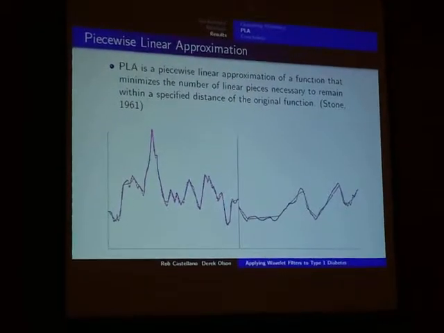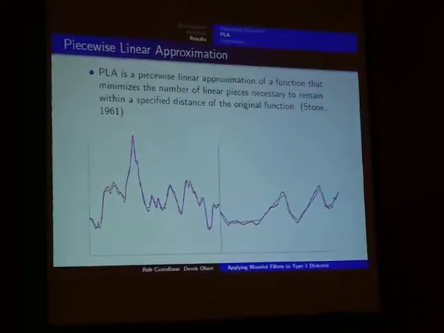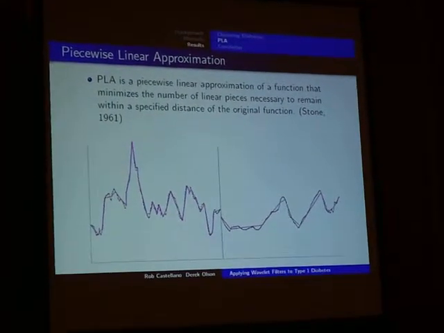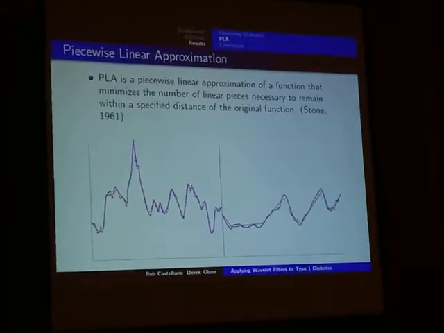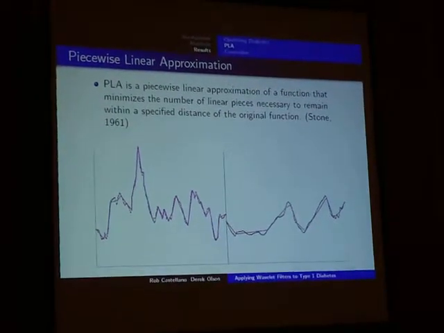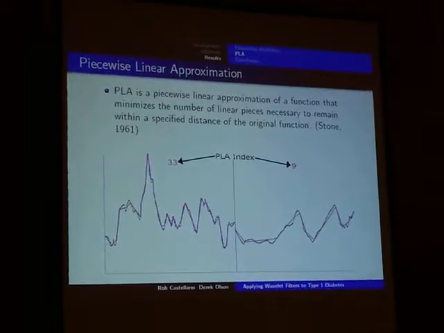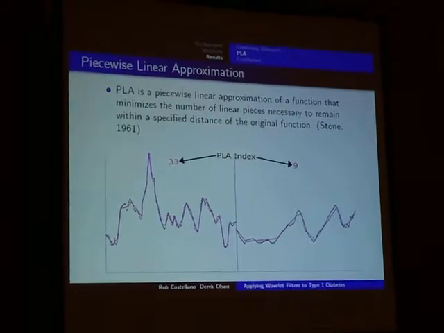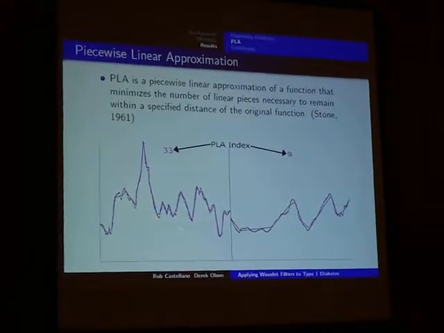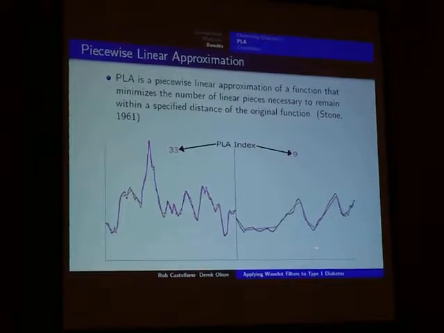So with the additional criterion that we need to minimize the number of linear pieces and remain within that specified distance at each point where blood glucose is measured. So the purples represent one possibility. And then, using a constant tolerance for each diabetic, we can define the number of segments in the PLA to be the PLA index. So the PLA index is a measure of variability. The higher the PLA index, the more segments, the more variable, as this blood glucose graph on the left is. The lower the PLA, the less variable.